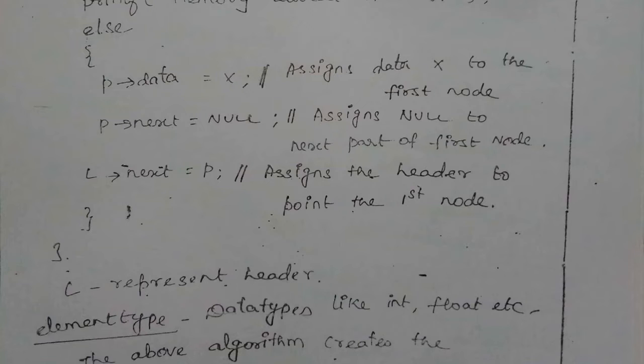P->data = X. It means it will assign data X to the first node. P->next = NULL will assign null to next part of first node. L->next = P will assign header L's next pointer to point to the first node.